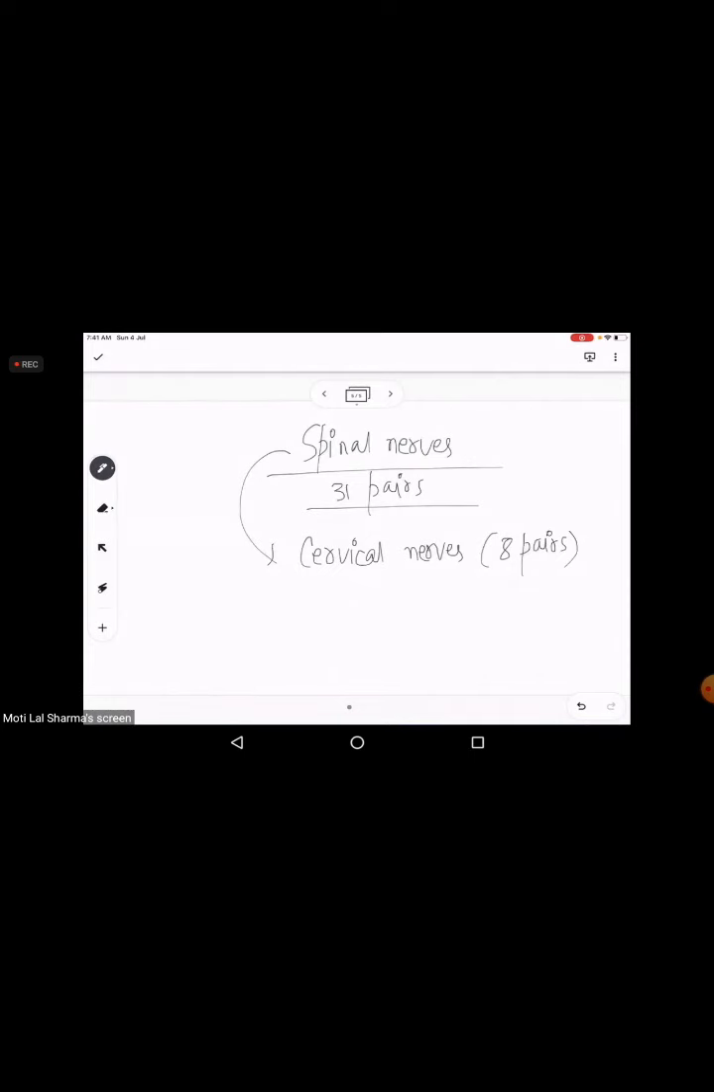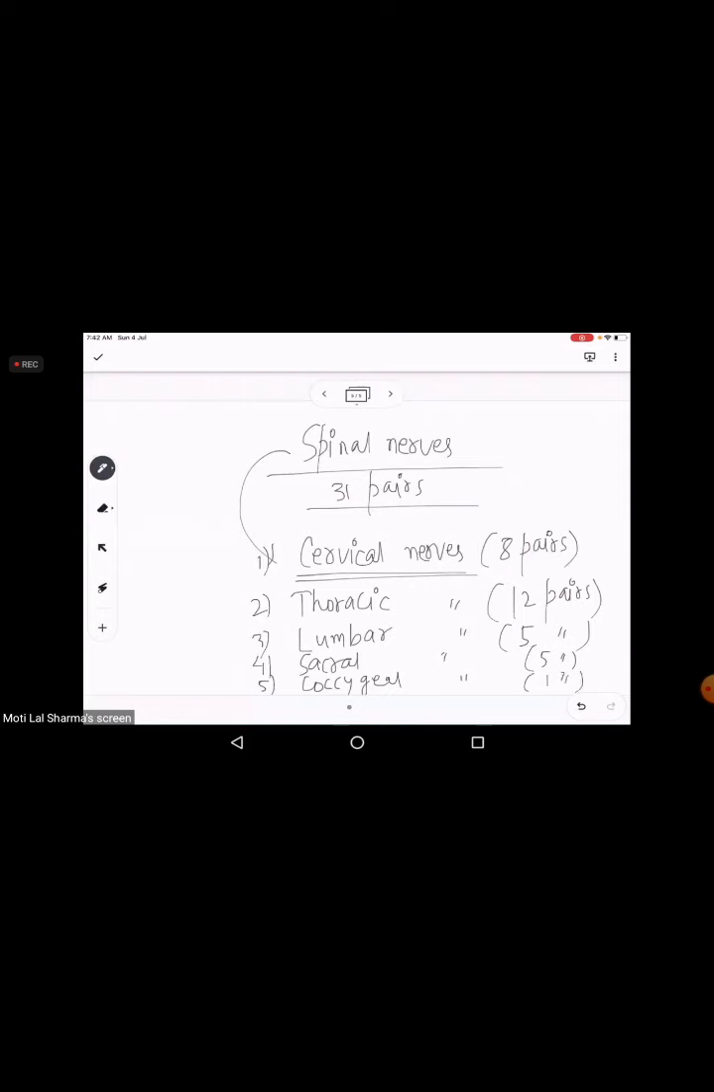They are cervical, from your neck region, and below that there are 12 pairs of spinal knobs. They are called thoracic knobs. Below that you have 5 pairs, we call them lumbar nerves, and below that again you have 5 pairs. They are called sacral nerves, and finally you have coccygeal nerves. They are one pair. So this is all about classification of spinal nerves.